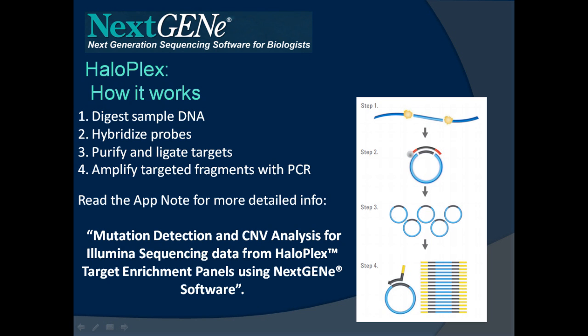HaloPlex Target Enrichment Panels have four main steps. First, the sampled DNA is fragmented using restriction enzymes and then denatured. Second, the probe library is added and hybridized to the targeted fragments. Third, the targeted fragments are purified and ligated to form closed circular DNA molecules. Finally, the fragments are amplified using PCR.